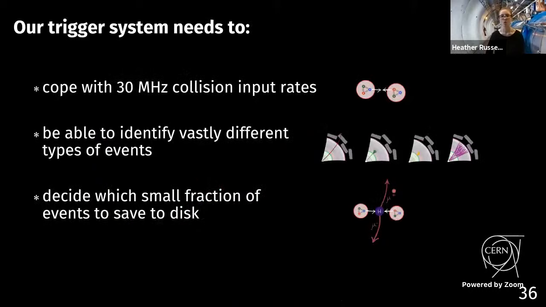So I think we've pretty well defined the problem at this point, right? To summarize, our trigger system needs to, one, be able to cope with 30 megahertz collision input rates, and two, be able to identify vastly different types of particles and different types of events, and decide which small fraction of events we want to save to disk. Now, all of this is done not just by a system itself, but with vast amounts of expert human input. And luckily, none of this comes as a surprise, right? Everything here was taken into account when we designed the ATLAS detector and data acquisition system itself, well over 20 years ago.